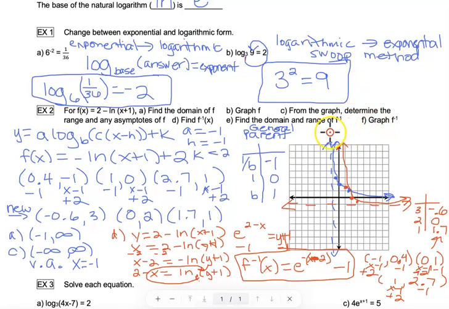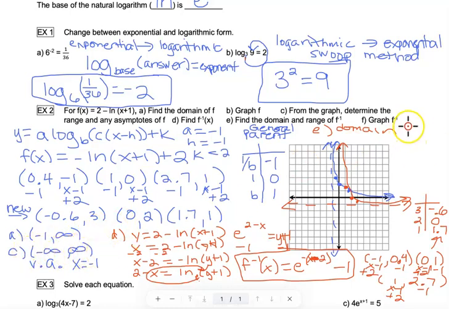So I have pretty much run out of room, but the only thing left is the domain and range of f inverse. So that's good. I don't have a lot left to do anyway. So the domain is going to be the range of the original.